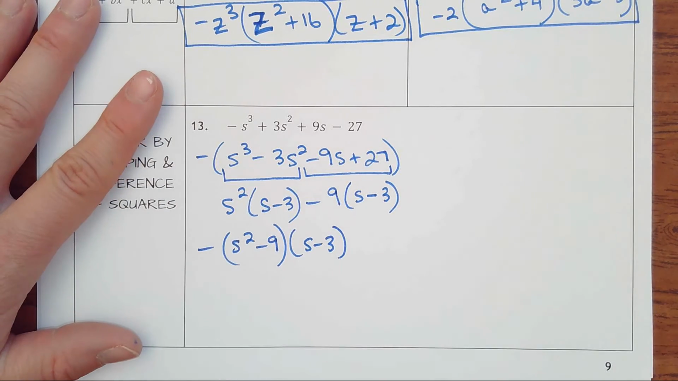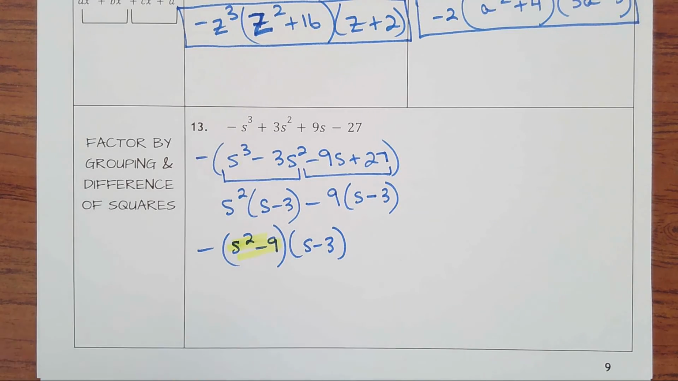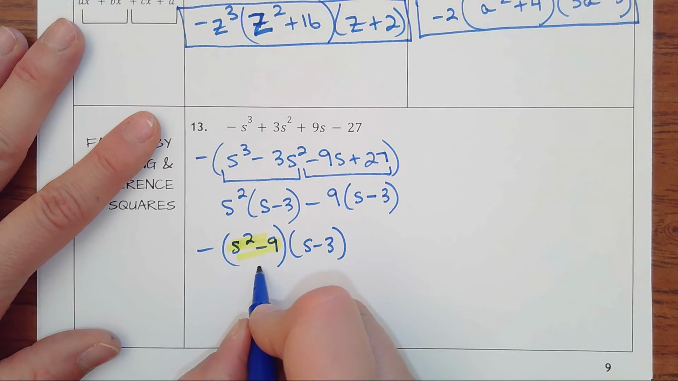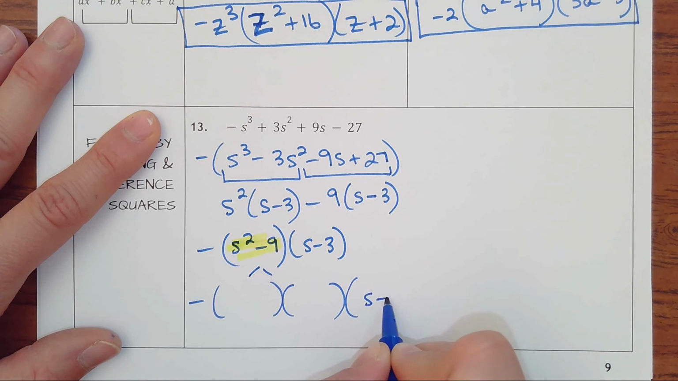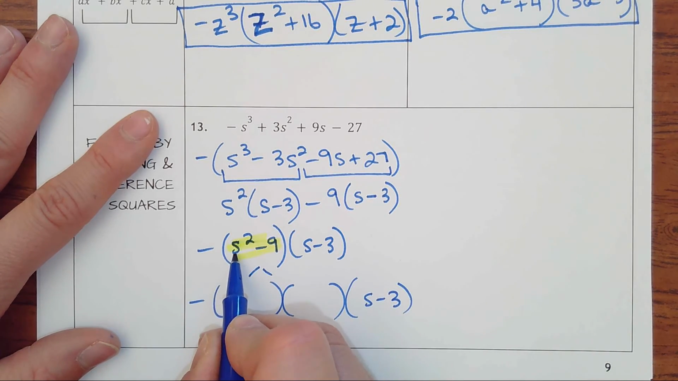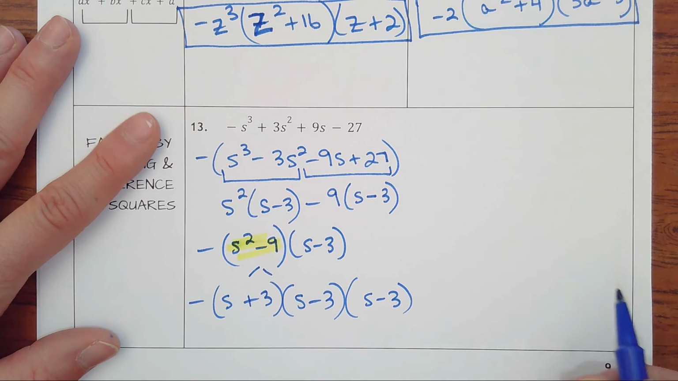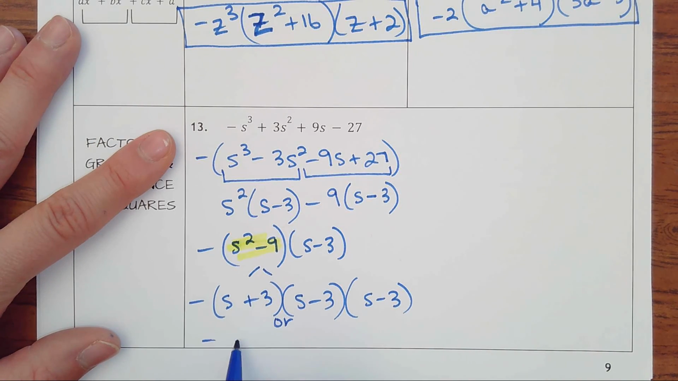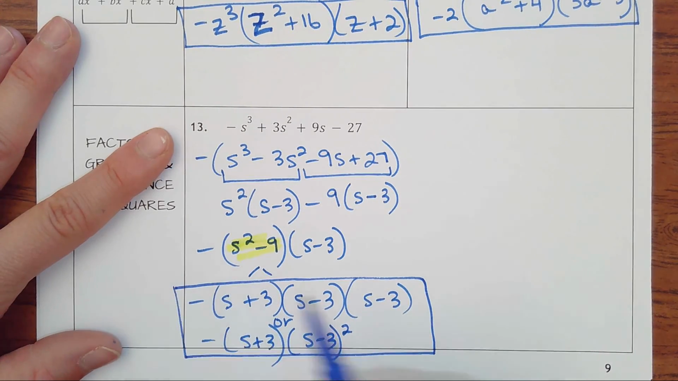Bring down my negative. See how I have a difference of squares right here? Because this is s squared and then it's minus and 9 is a perfect square. So we need to do that again. Split that s squared up into s times s. Square root of 9 would be 3 times 3. 1's a plus, 1's a minus. You could write like that, or you could write like this, where s minus 3 is happening twice. Either one is fine. And that's it.